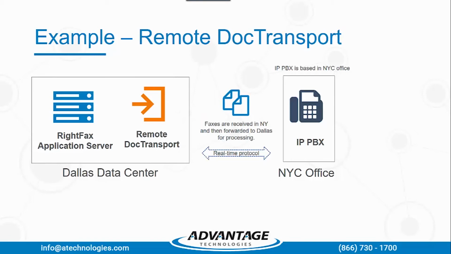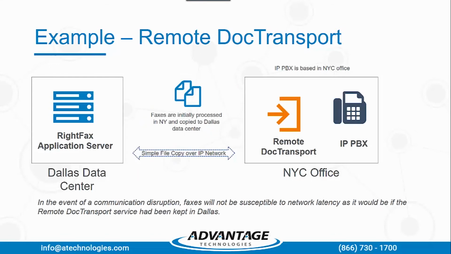So in this example, we installed a remote doc transport on a separate server than the RightFax server, but it's still installed in the same data center. The advantage of this configuration is you take the workload off the application server, but you are still transmitting real-time traffic over the WAN. Now in this example, we move the RightFax doc transport server to the New York City office. This is the optimal configuration since we are no longer transmitting real-time traffic over the WAN, and instead just doing a simple file copy of the fax to the RightFax application server.